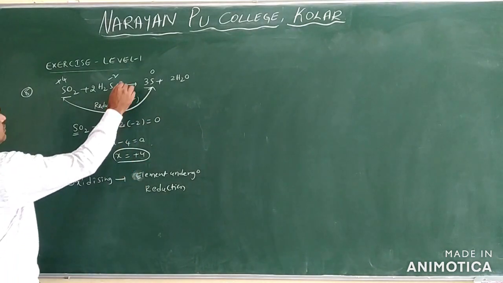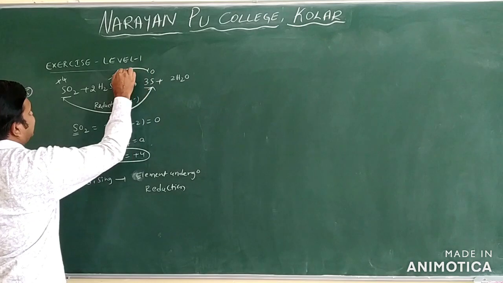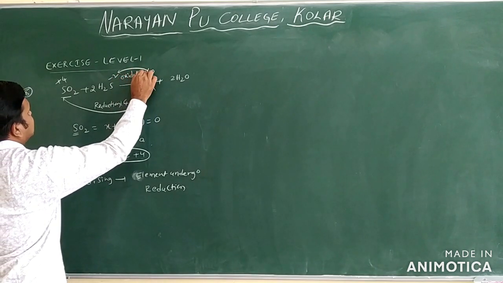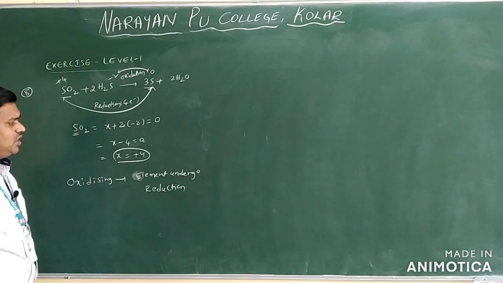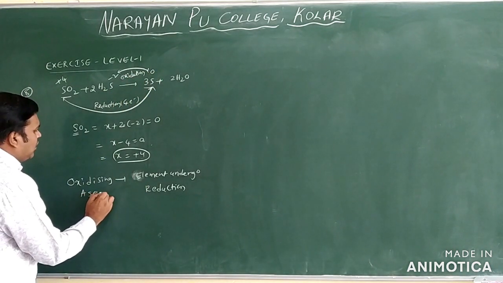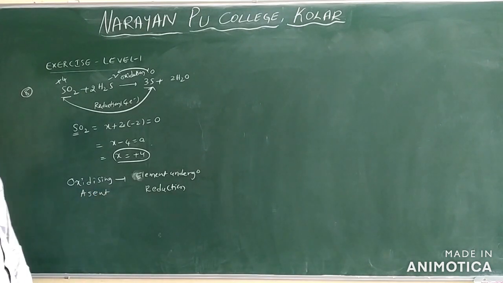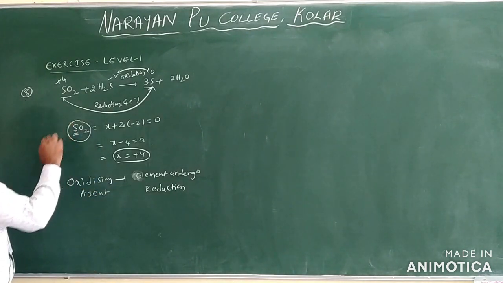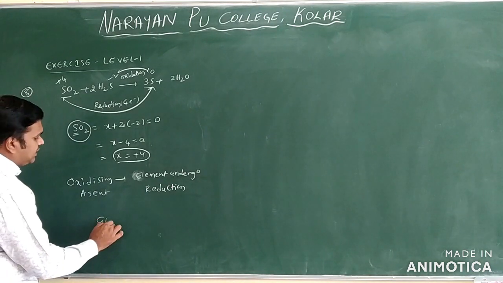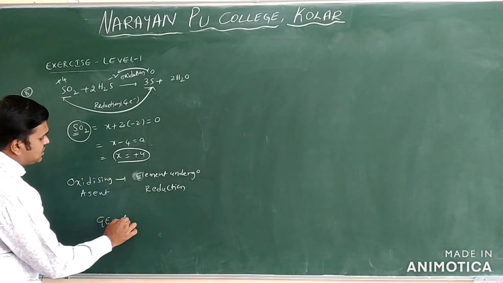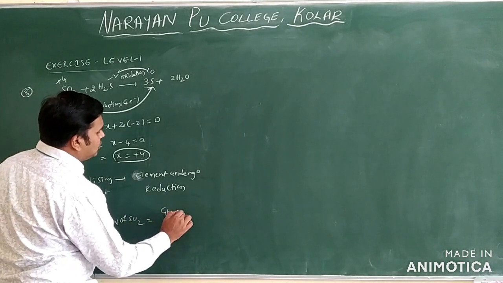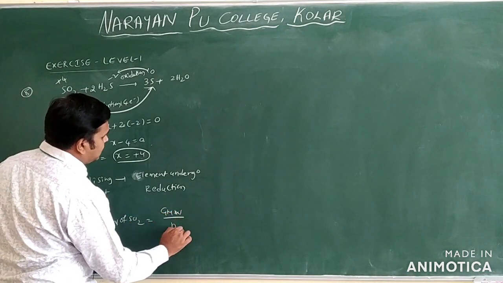If you observe this one, minus 2 to 0, this is an increasing oxidation number. This is oxidation only. So the element that undergoes reduction can act as an oxidizing agent only. So what is the oxidizing agent you will take here? This SO2 acts as the oxidizing agent.